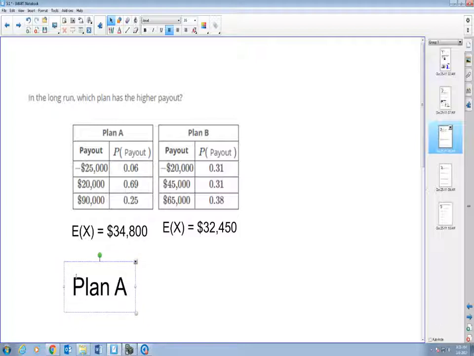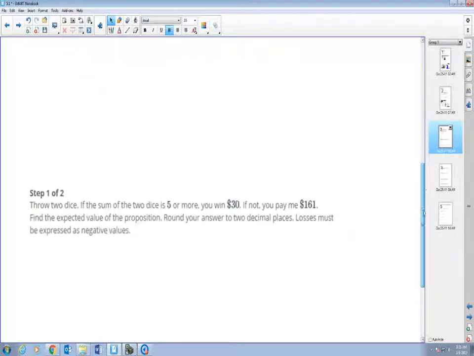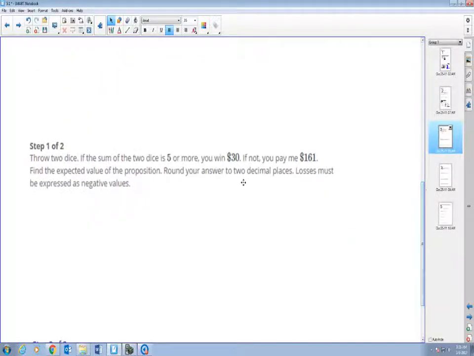Alright, let's try some examples. We're going to use the calculator to help us out. So let's say we throw two dice. If the sum of the two dice is 5 or more, you win $30. If not, you pay me $161. Find the expected value of the proposition. Round your answer to 2 decimal places. Loss must be expressed as a negative value.